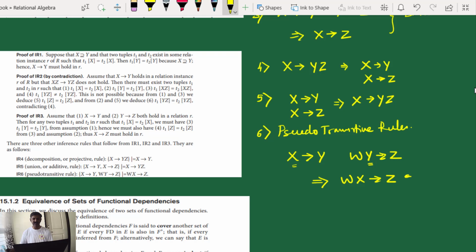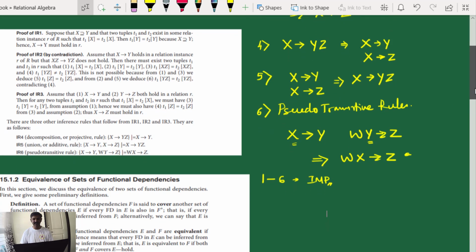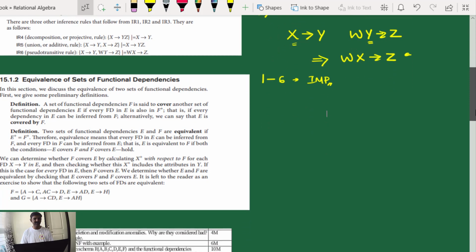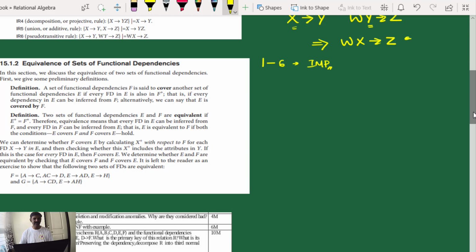So there are 6 inference rules. In fact, there are 8 of them. But for our discussion, these 6 inference rules, that is rule number 1 to 6, are important. Hope you are clear with these inference rules. Let us see the application of these subsequently. Now, before we move on to see some of the problems that you all are facing, let us cover the fundamental concepts. In the exam, there will be a question on finding equivalent sets of functional dependencies. So this is the topic of discussion now.